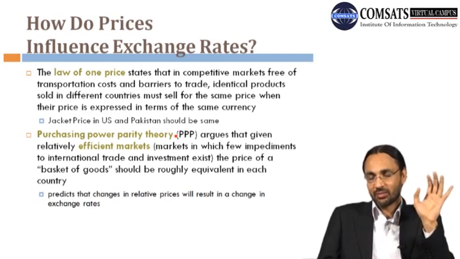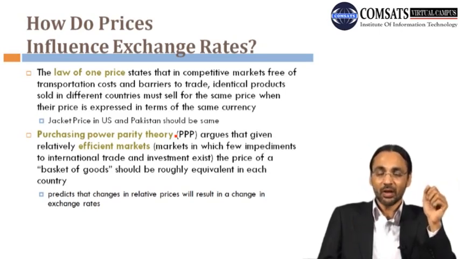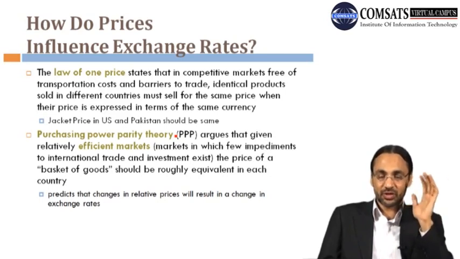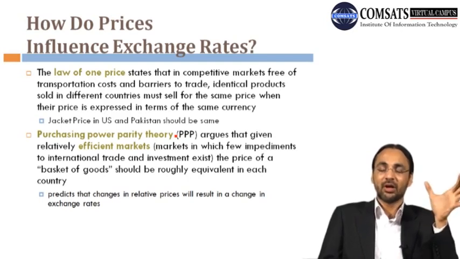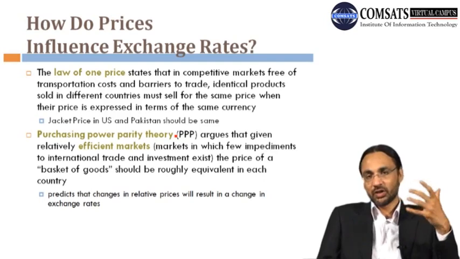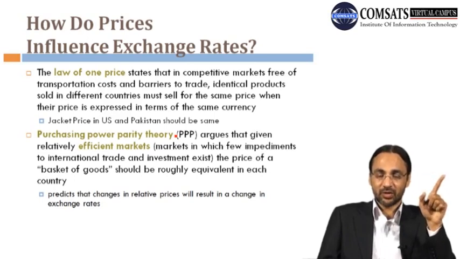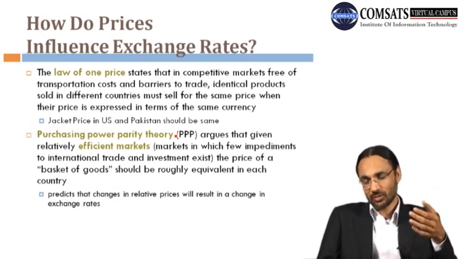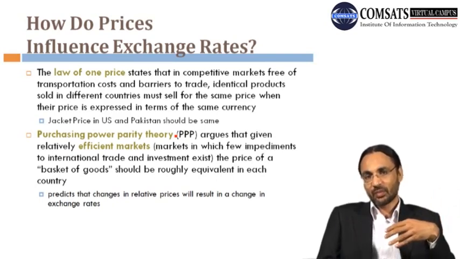A relatively efficient market means there are certain barriers, which is closer to the real world. Markets in which few impediments to international trade and investment exist. Okay, and in reality we have a lot of impediments, a lot of obstacles in international trade. Purchasing power parity, which is based on relatively efficient markets, says that the price of one basket of goods should be roughly equivalent in each country. The same concept we talked about with the jacket in the law of one price. The purchasing power parity is the same.